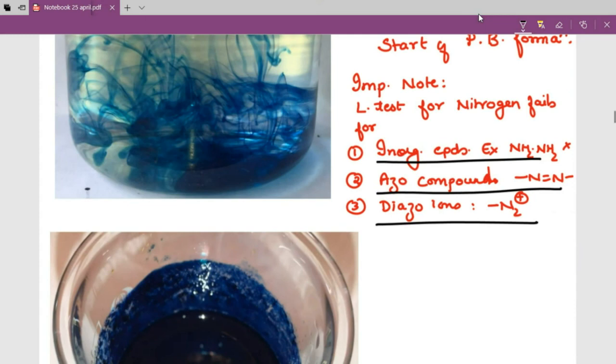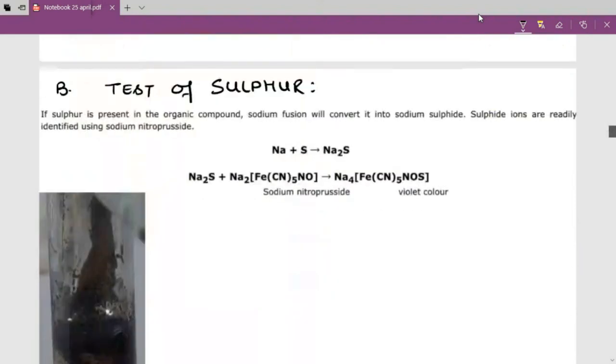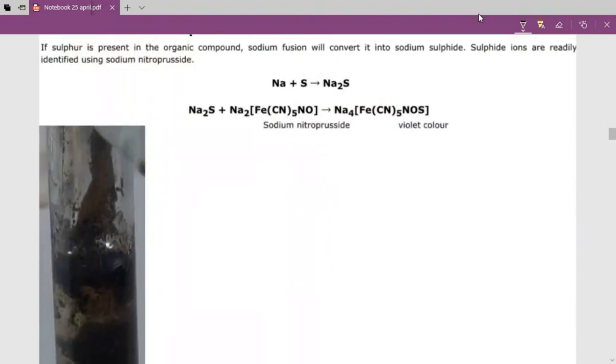Okay. Moving on, next is the test of sulfur. If sulfur is present in the organic compound, then in sodium fusion, Na2S is formed. The sodium fusion extract will have Na2S. To it, we add sodium nitroprusside, Na2[Fe(CN)5NO]. This is very light yellowish, otherwise colorless. And when we add it, we get Na4[Fe(CN)5NOS], violet color.